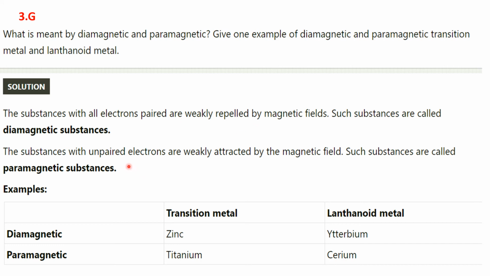The substances with unpaired electrons are weakly attracted by a magnetic field. Such substances are called paramagnetic substances. So, paramagnetic substances contain unpaired electrons. Example, diamagnetic transition metal, zinc; lanthanoid metal, terbium. Paramagnetic transition metal, titanium; lanthanoid metal, cerium.